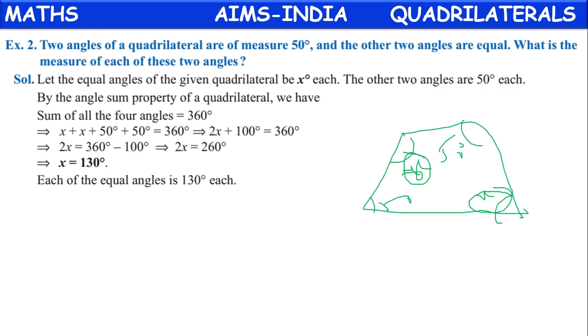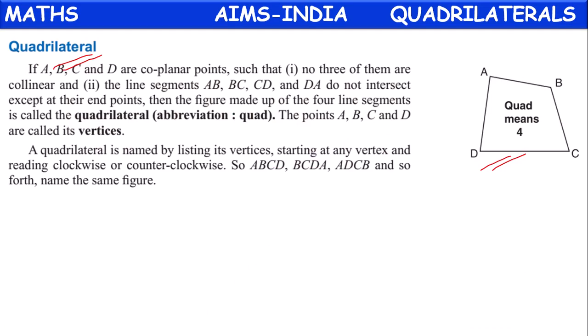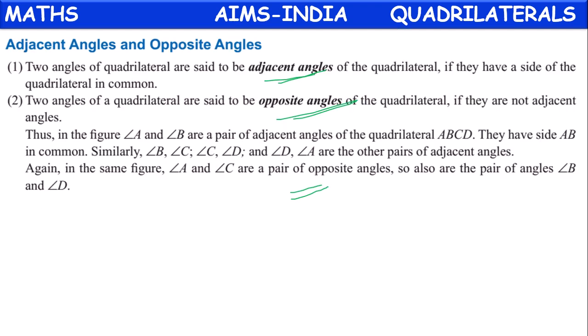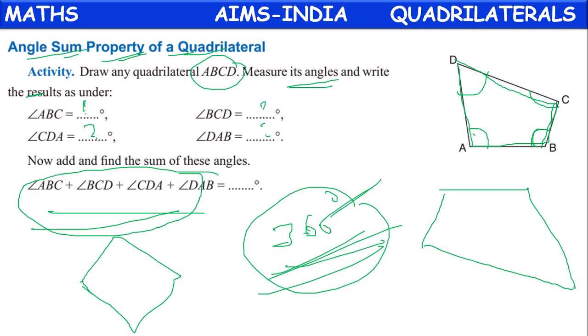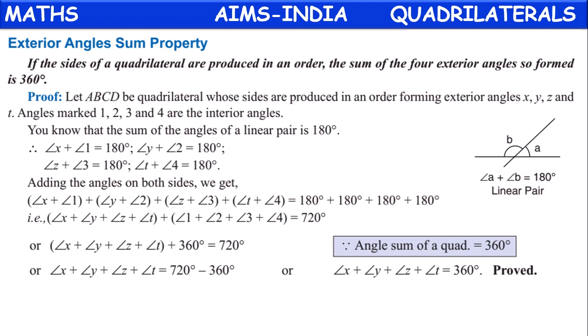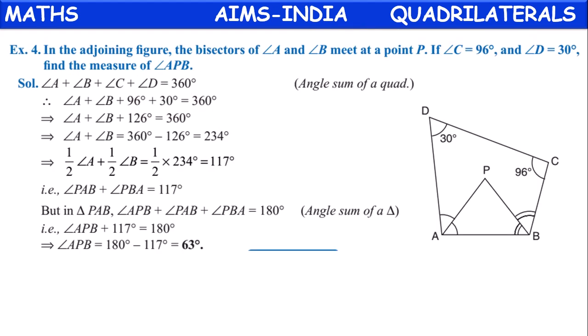Okay, children. So that is about today's concept. About quadrilateral we have learnt sides, angles, diagonals, adjacent sides, opposite sides, adjacent angles, opposite angles, angle sum property, interior angles, exterior angles, and some example problems we have solved.